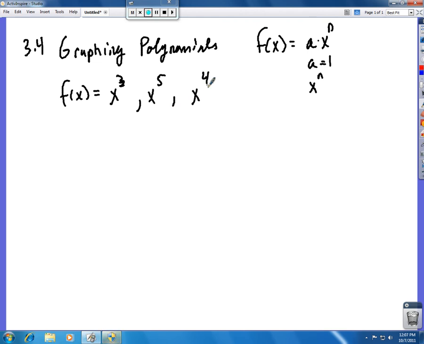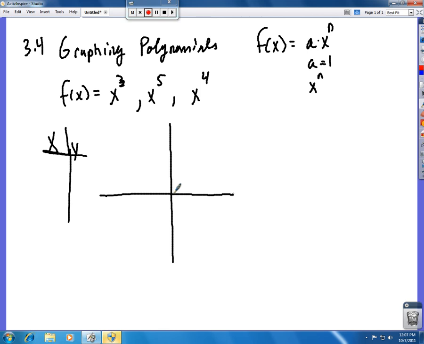The way they ended up graphing them was just like I've always told you, to do a little XY table. You pick some values for x and plug them into the function, and then you'll eventually have your y, or your f of x. In their graph of x to the 3rd power, so x cubed, it looks like this. So this one here would be x to the 3rd, and that's this one.